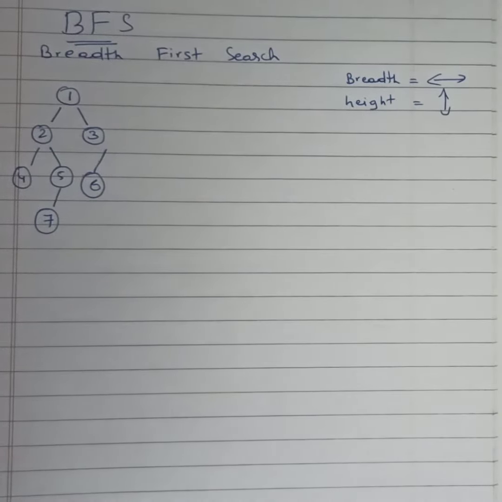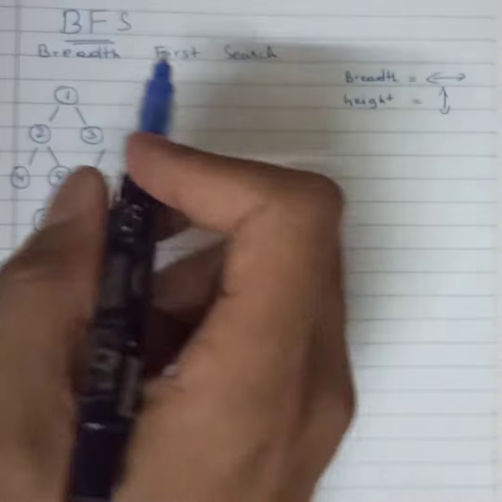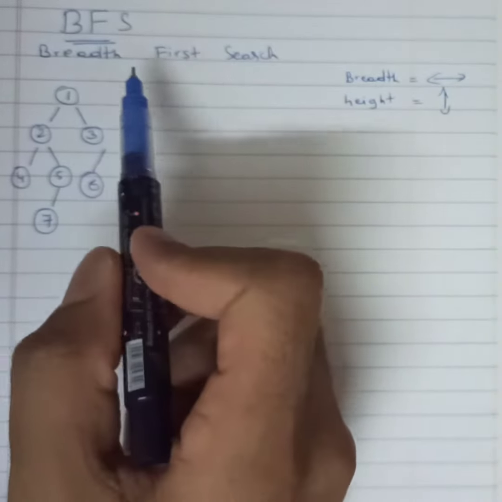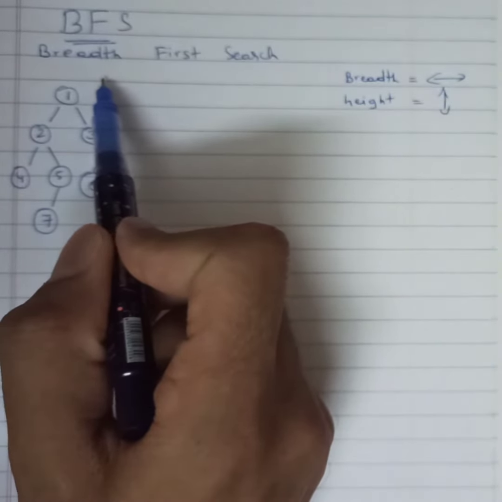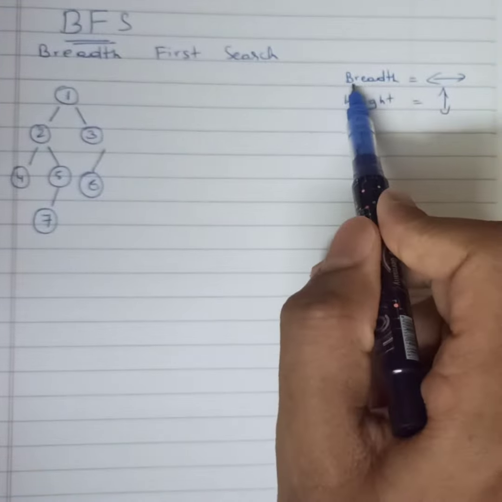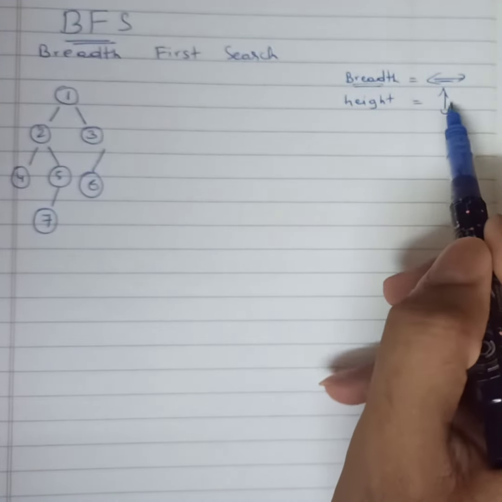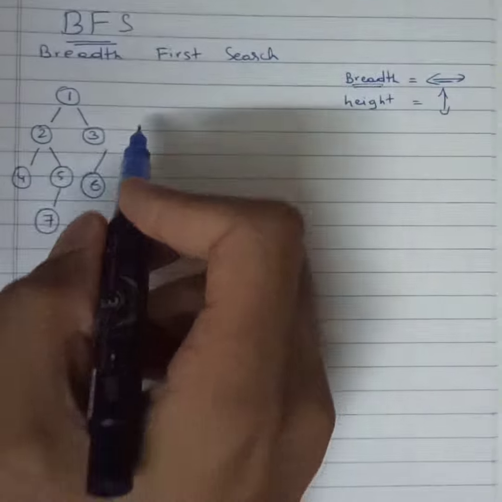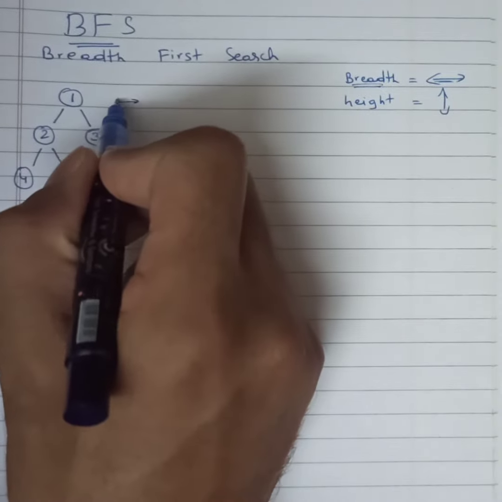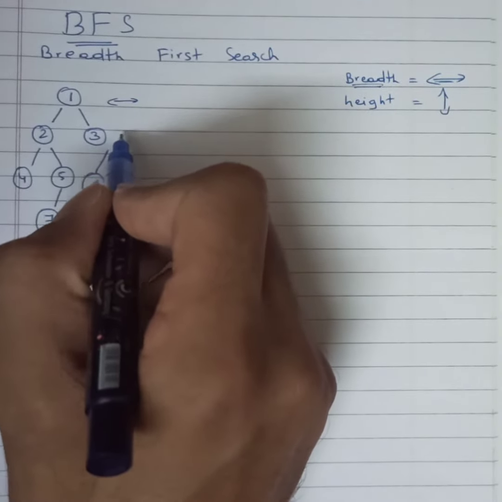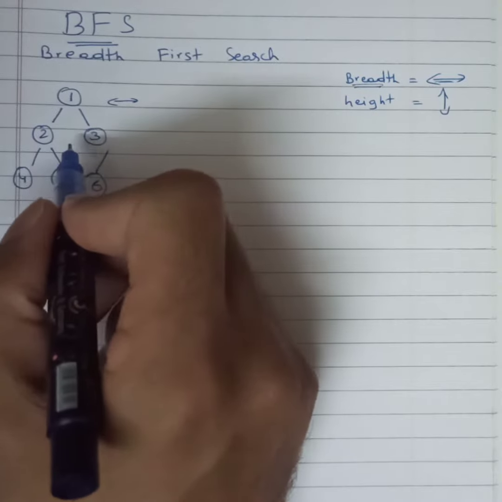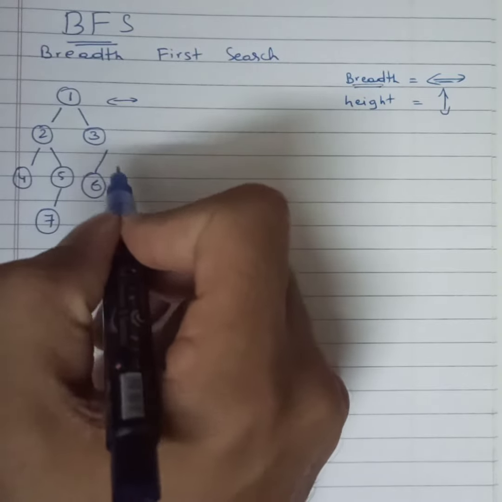Hi. Let us see how breadth-first search algorithm works. First of all, breadth-first search is a graph traversal algorithm. As we clearly know, this is breadth and this is height. So we are going to go this way rather than traverse the height. We are going from left to right rather than up to down.